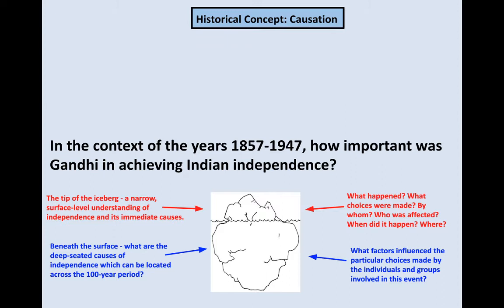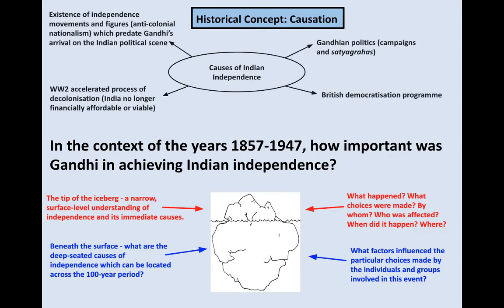And so, whilst independence is, of course, spoken about by Lord Montagu, for example, in 1917, in his speech entitled The Montagu Declaration of the Gradual Development of Self-Governing Provisions for the Indians, in the 1920s, partition is by no means inevitable in India, and therefore the causes of partition and independence are different. So, for the cause of independence, we have the existence of independence movements and figures, anti-colonial nationalism, which predate Gandhi's arrival in the Indian political scene.